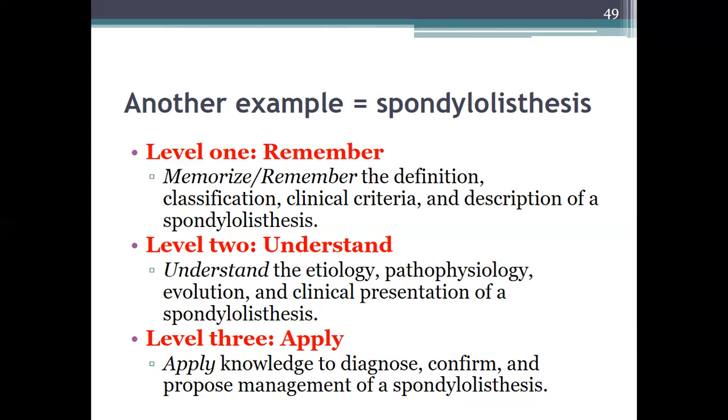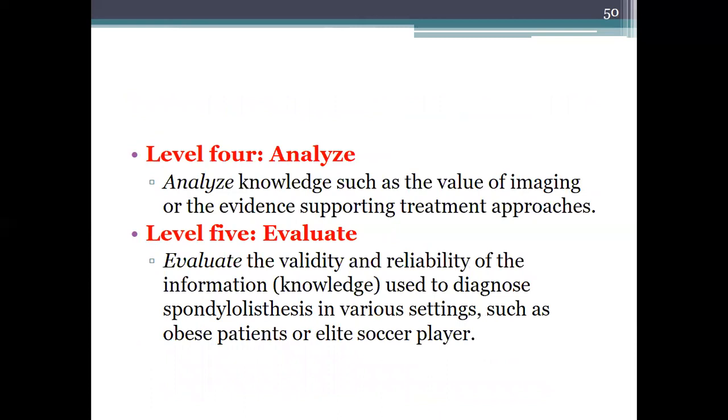Level 3, apply knowledge to diagnose, confirm, and propose management of spondylolisthesis. Now the person knows the pathophysiology, so he will be able to decide which tool is more accurate to identify it, whether it is the CT scan, the MRI, the X-ray, or something else. Analyze, which is level 4, analyze knowledge such as the value of imaging and the evidence supporting treatment approaches, and level 5, evaluation, the validity and reliability of the information used to diagnose spondylolisthesis in various settings such as the obese patient or elite soccer player.